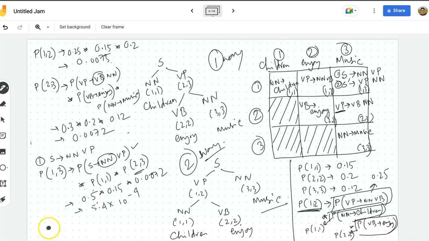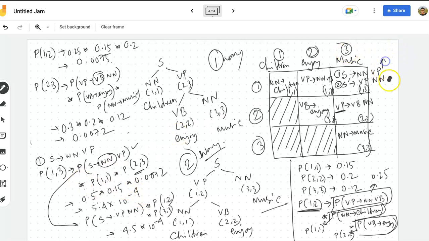And similarly, if you do the other rule, the probability of the rule given VP NN into the probability of 1,2 and into the probability of 3,3. You just multiply all these things, you will get 4.5 into 10 to the power minus 4. Out of these two derivations, the first has higher probability and the second has slightly lower probability. The first one is 5.4 into 10 to the power minus 4, the second one is 4.5.